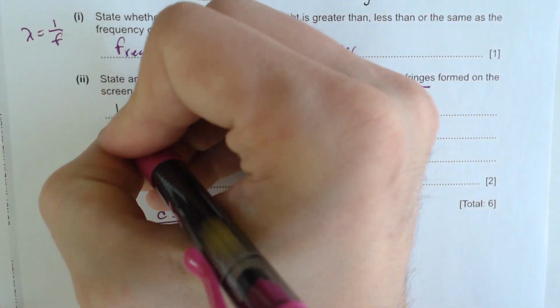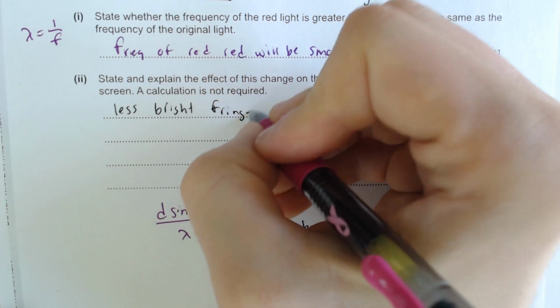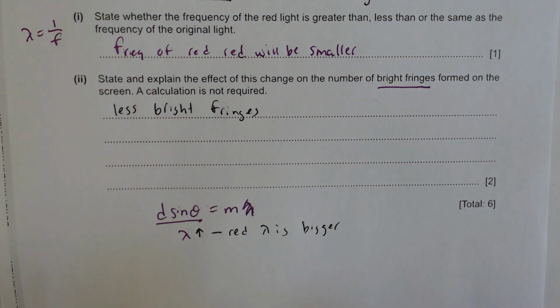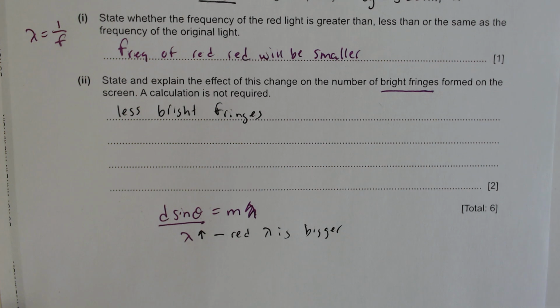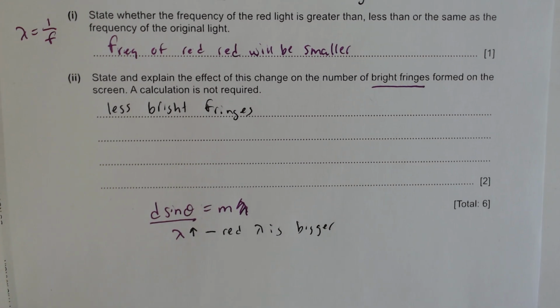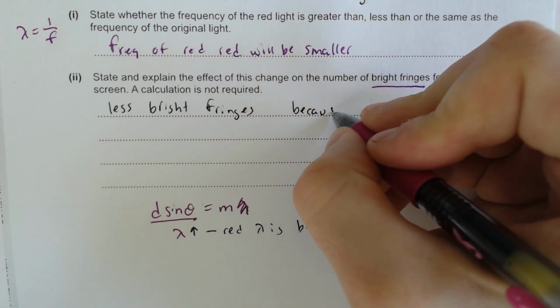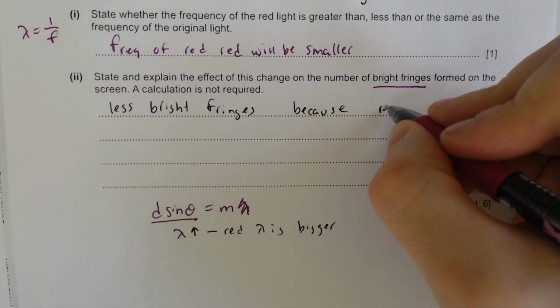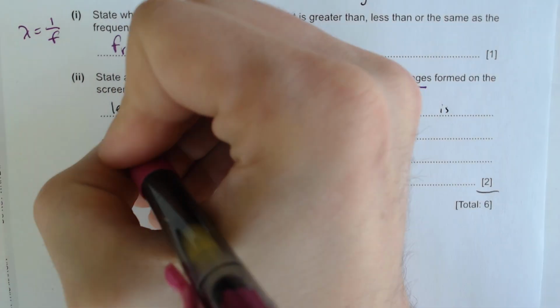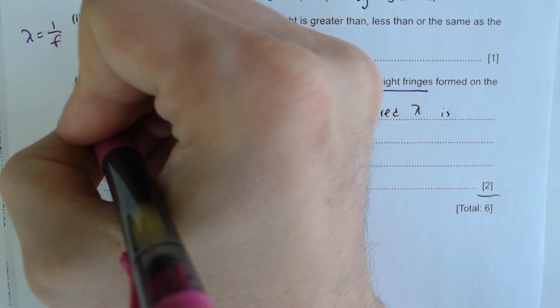So we will have less bright fringes, is the terminology they're using. Calculation not required. That's nice because maybe there's a chance that we don't actually have less. There's a chance that we fit in the full 7 on the top and the full 7 on the bottom, but it's not likely. Explain this, and that is because it's a 2-pointer, because the red wavelength is bigger and everything else was held constant. Red wavelength is longer, so the number of fringes is less. So this would be worth 1 point, and that would be worth 1 point.